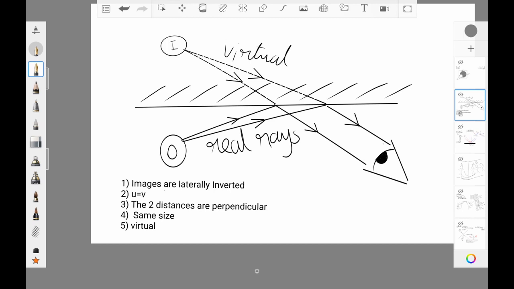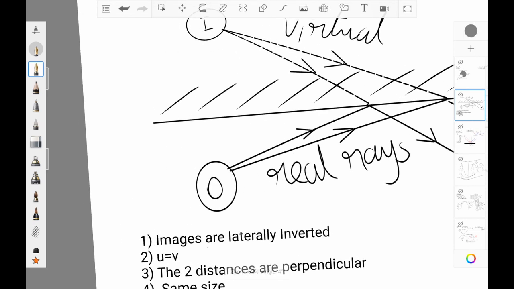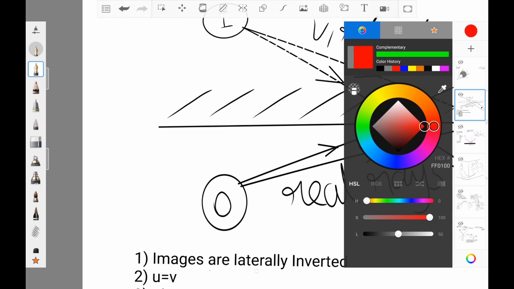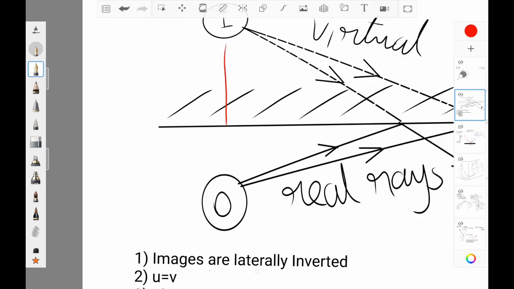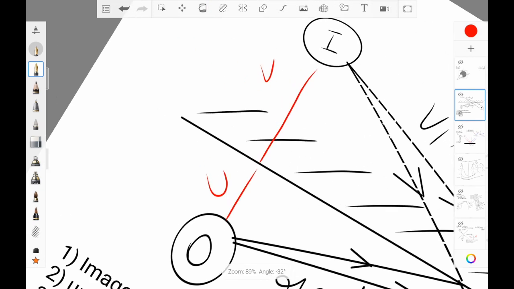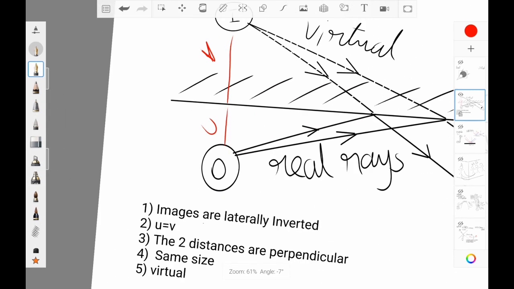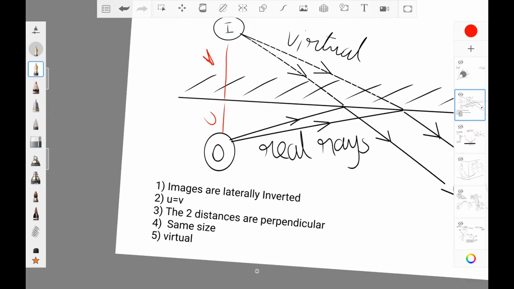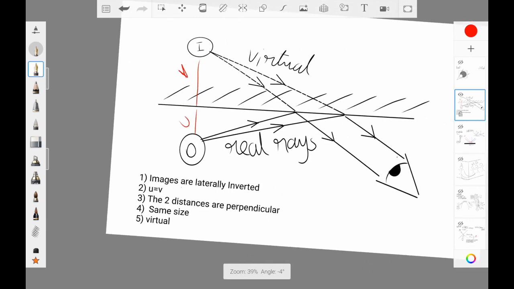And number two, the image that is formed is as far behind the mirror as you are away from the mirror. Basically, the image distance, which is the distance between the image formed and the mirror, we can call that V, is the same as the distance between you and the mirror, which is U. So U is equal to V, so image distance is equal to the object distance, which is the second property.